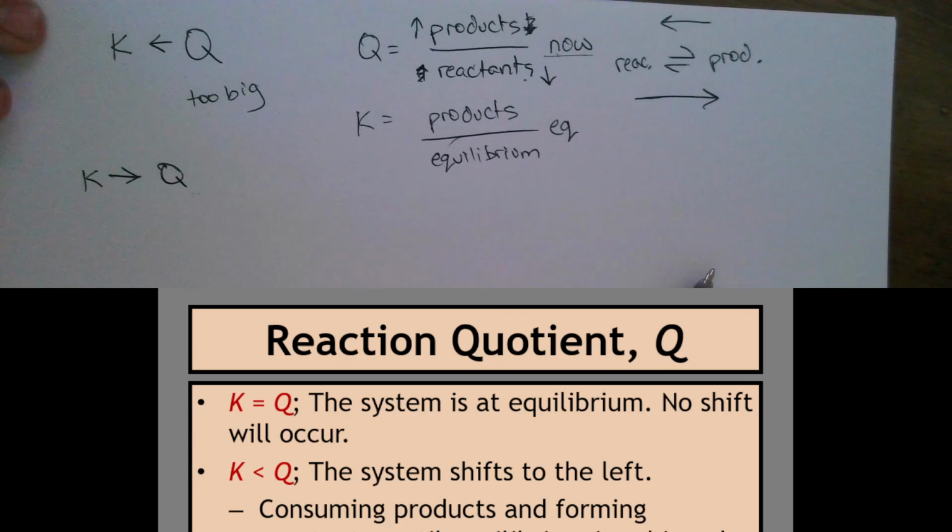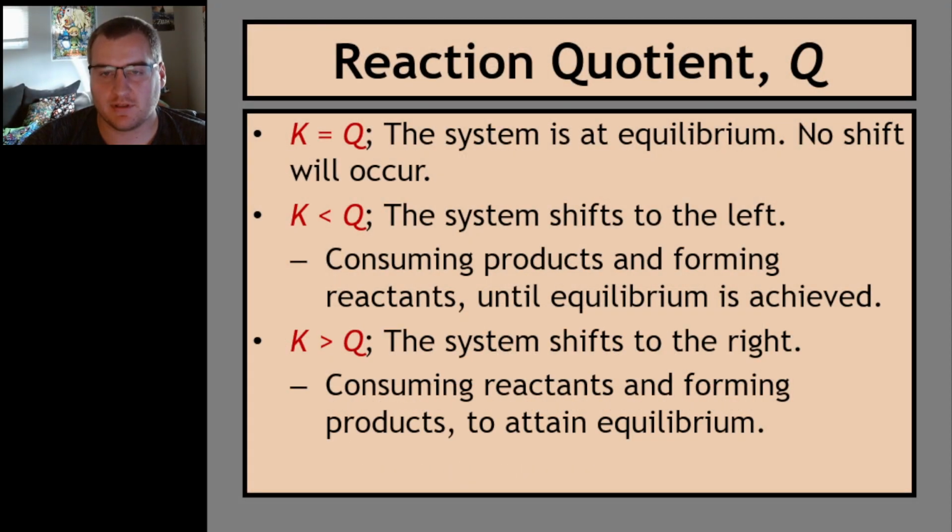This is a very common question. I'm going to ask you this on your test for sure. Your AP exam will ask you about this as well. It's a really important concept. K versus Q. Q tells you the conditions now. K tells you what they need to be at equilibrium. Comparing them allows us to see which way we need to go to get there.